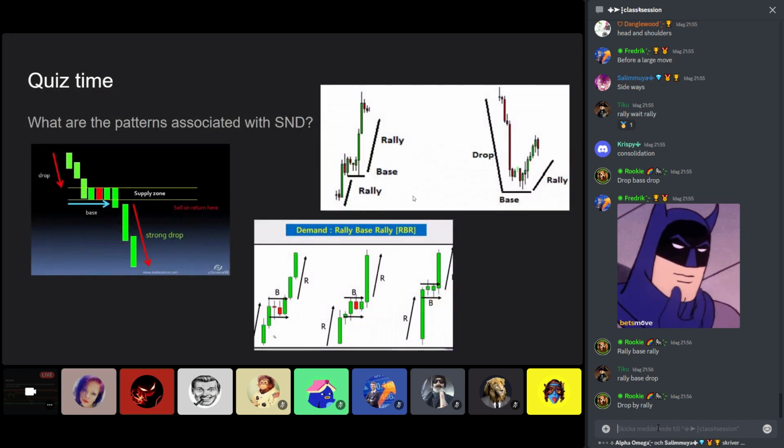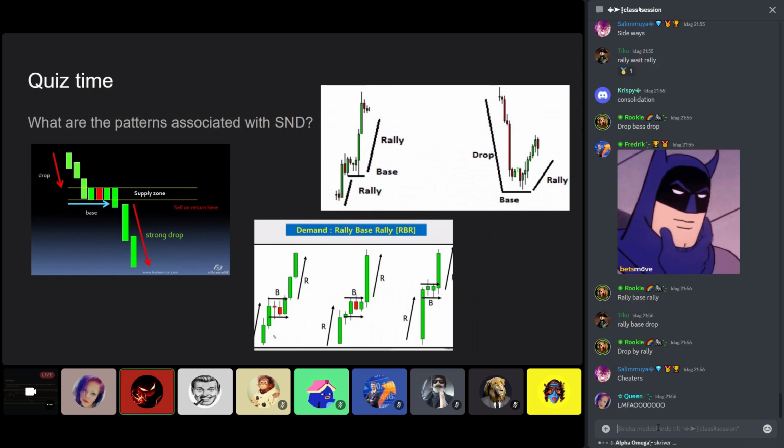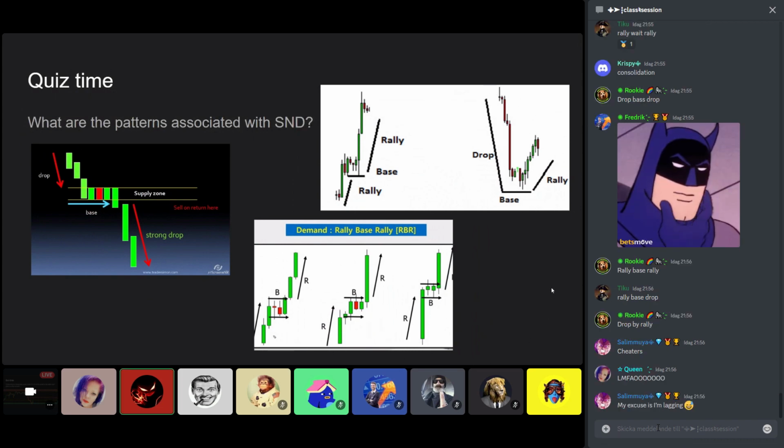Okie dokie. So, as we said before, you'd have your drop base drop, your rally base rally, your drop base rally, and then the one I forgot for some reason, rally base drop. One thing I will say is these also go well with ABC, like Elliott waves stuff. The drop base rallies or the rally base drops are honestly very similar.